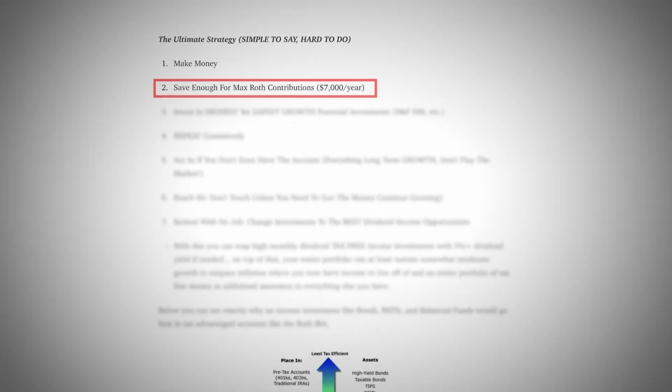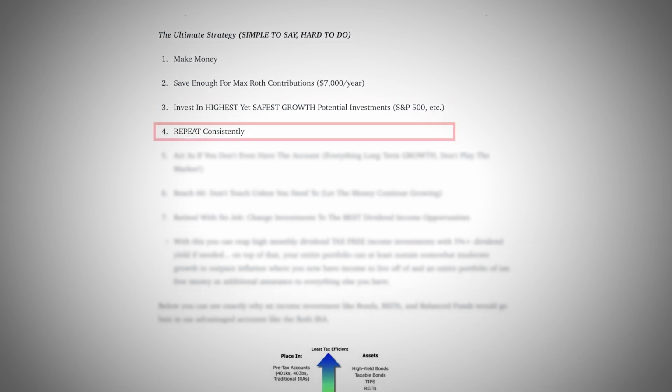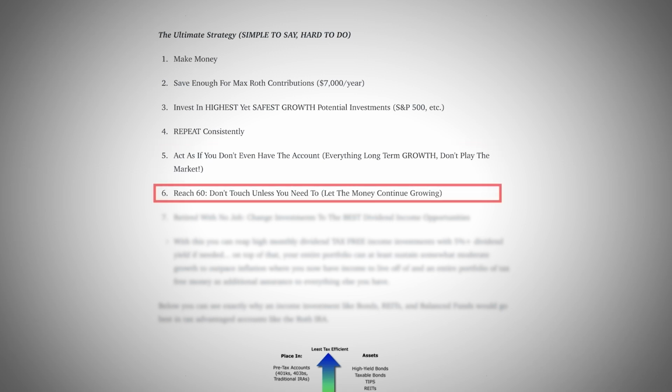But for this strategy with a Roth IRA, the ideal steps to potentially live off of dividends one day would be to, first off, make money where you can save enough for the max contributions that would be $7,000 per year. With the money, invest into the highest growth yet safest growth potential opportunities like the S&P 500 or any other growth funds that interest you. From there, just consistently repeat this process and act as if you don't even have the account until retirement. And then once you reach 60, you could withdraw any of the amount, but unless you need it, I would not advise to do so, because you could just let the money continue growing.